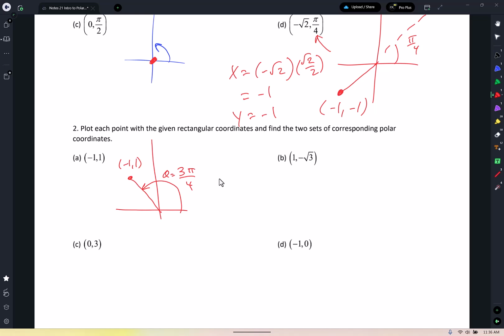And your r, so negative 1 squared plus 1 squared, and it's the square root of that. So your r is the square root of 2. So in polar, it says two different sets. I'm gonna write square root of 2, comma 3 pi over 4. And another one, I'm gonna go negative pi over 4 and negative square root of 2. What do you guys think?